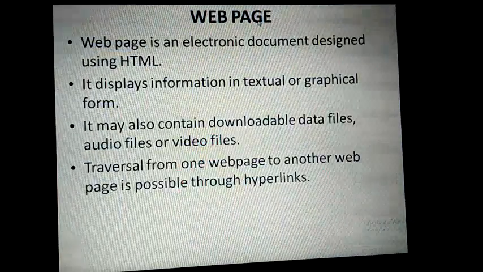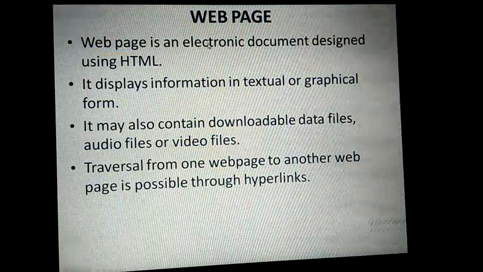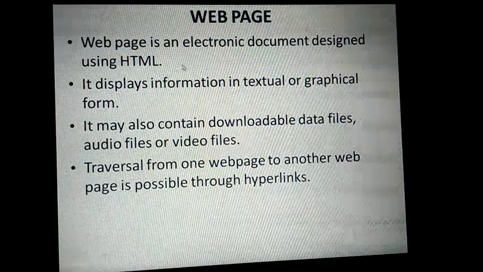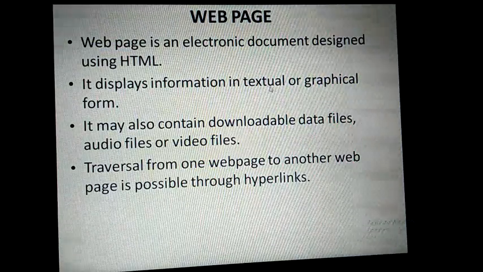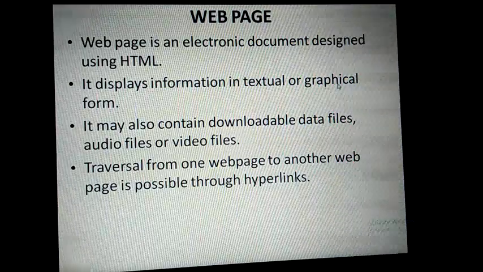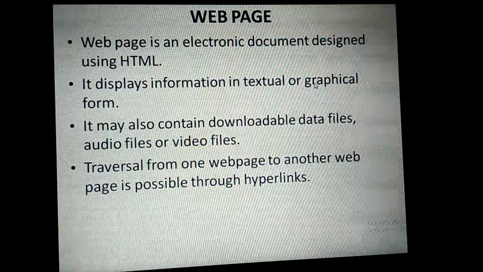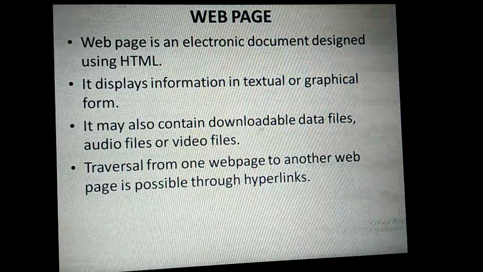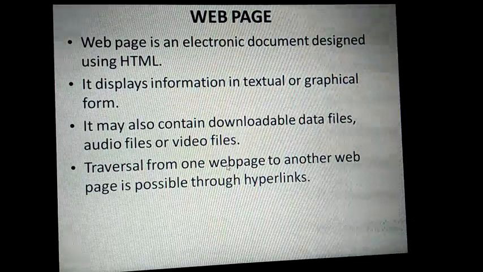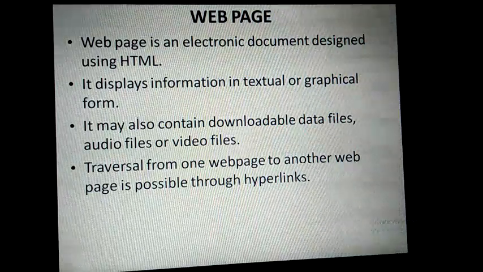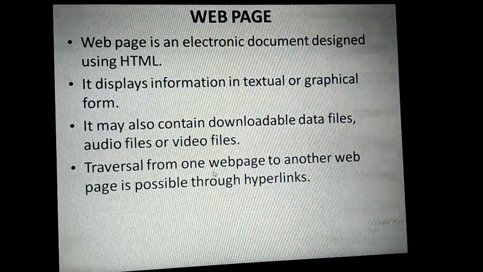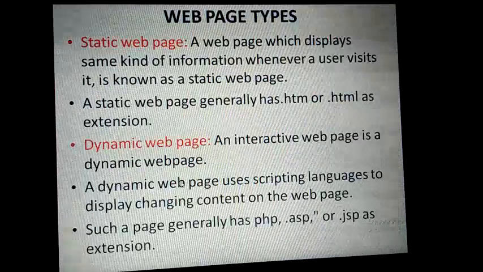A web page means a single page in a website. It is an electronic document designed using HTML. It displays information in a textual or a graphical form, so it will have text format, and images will also be there in the web page. It may also contain downloadable data files, audio files and video files. Traversal from one web page to another web page is possible through the hyperlinks. So using hyperlinks we can move from one page to another page in the website.